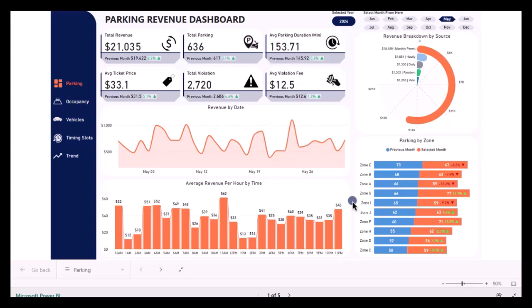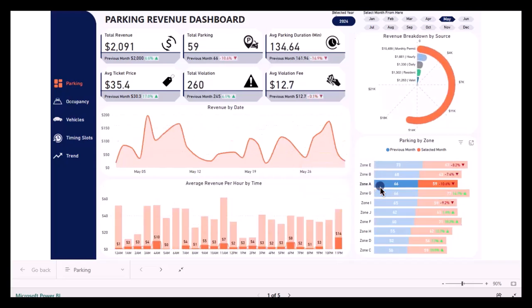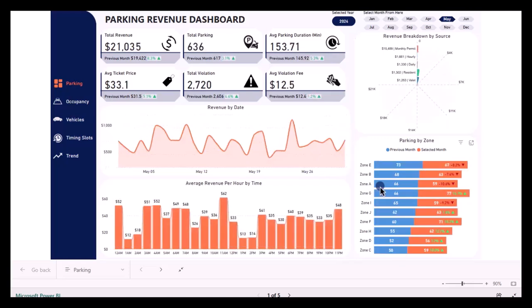First of all, let's talk about what problems this dashboard can solve for you. Managing parking revenue can be overwhelming with scattered data and no clear insights. This dashboard organizes all your key metrics into one place. It helps you answer questions like how much revenue did I generate this month? Are violations increasing or decreasing? Which parking zones are performing best? Or what's my average revenue per hour?